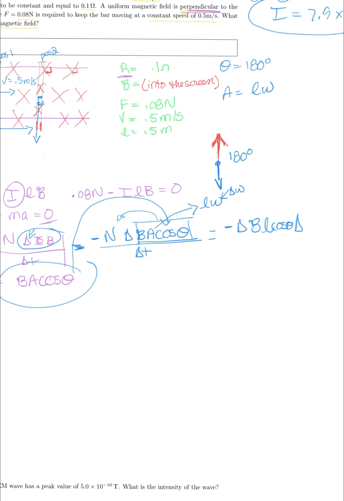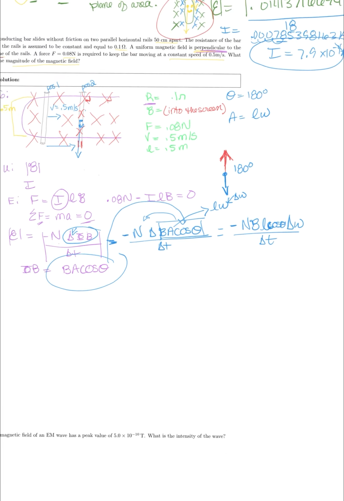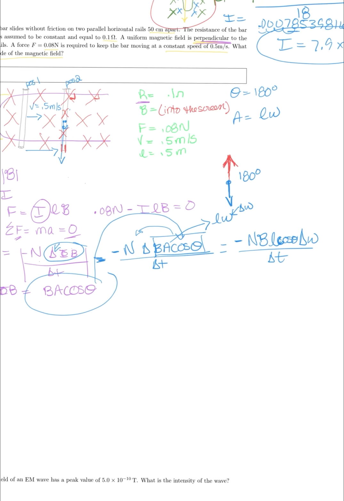Oops, I didn't mean to put a delta right there. It's supposed to be an N. Come on, pen. N BL cos theta delta W over change in T. Okay, so we're getting somewhere. But now, how do we know what delta W is?